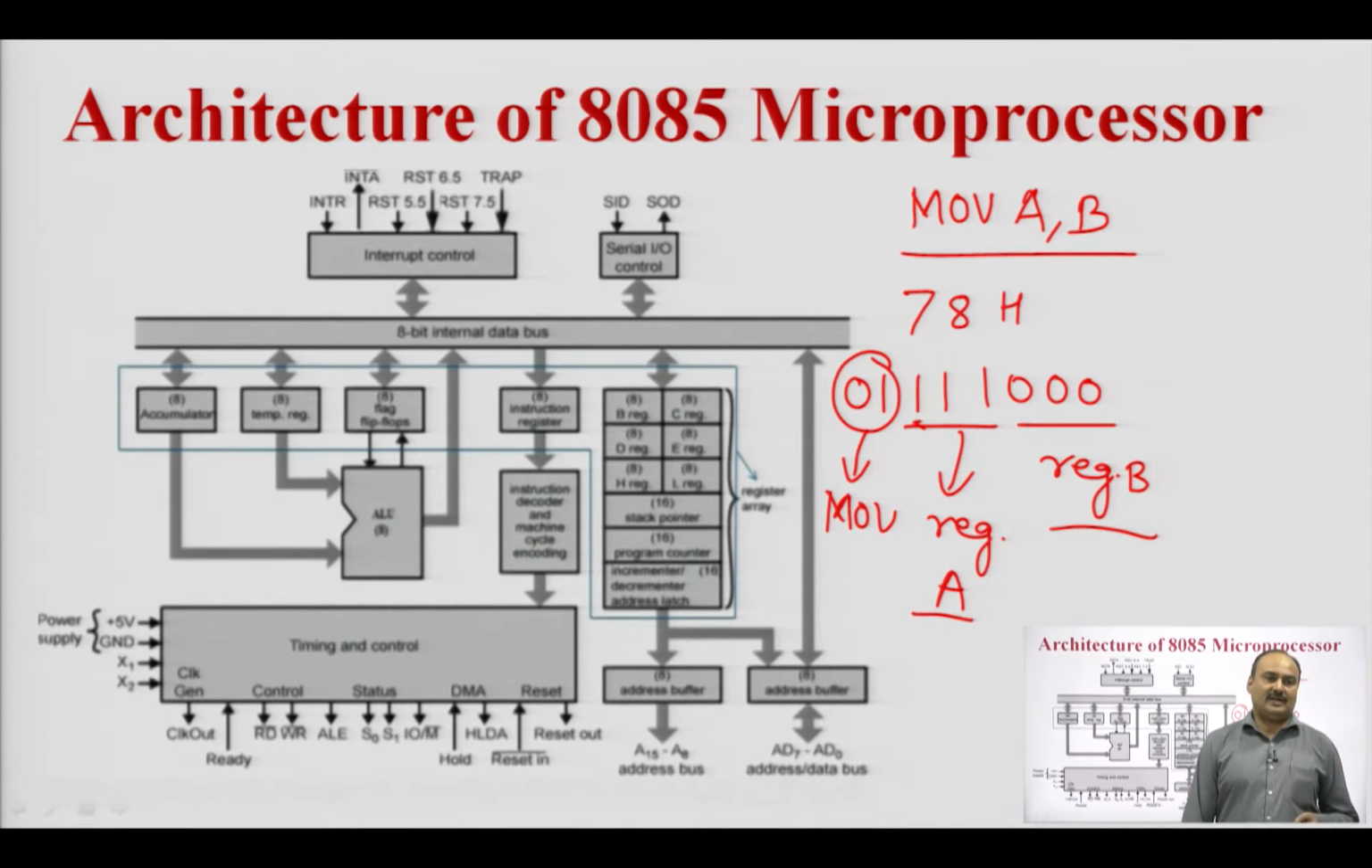The read and write control signals perform read and write operations, and the address latch enable signal enables the latch. With the help of this ALE signal, the microprocessor will enable the latch 74LS373 IC, and the latch IC is used to demultiplex the address and data bus.